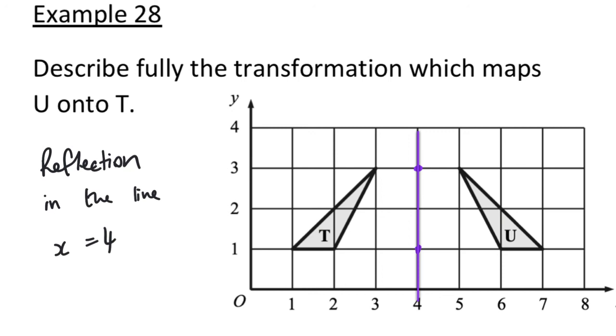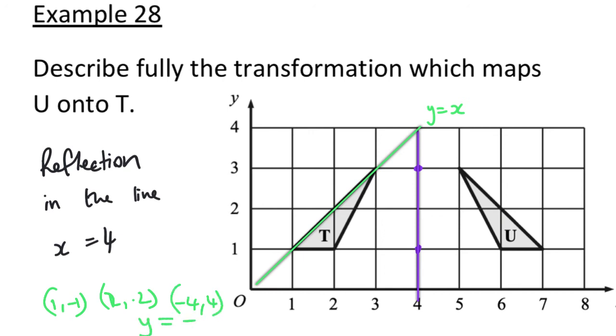Had this been a diagonal reflection, really the only ones that we'd be asked to work out, although we should be able to figure out any of them, would be the line that is diagonal through the points 1, 1, 2, 2, 3, 3, 4, 4, and so on. And that would be the line y equals x. Or if it was going diagonally in the other direction, through the points 1, minus 1, 2, minus 2, minus 4, 4, and so on. And that would be through the line y equals minus x.